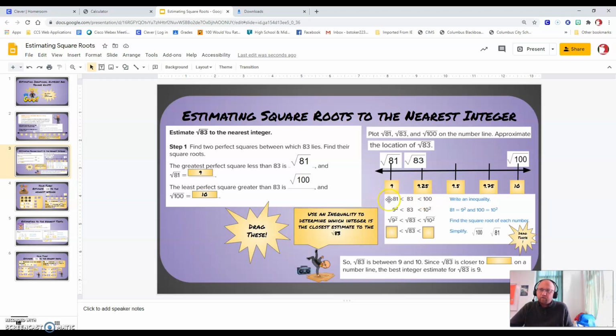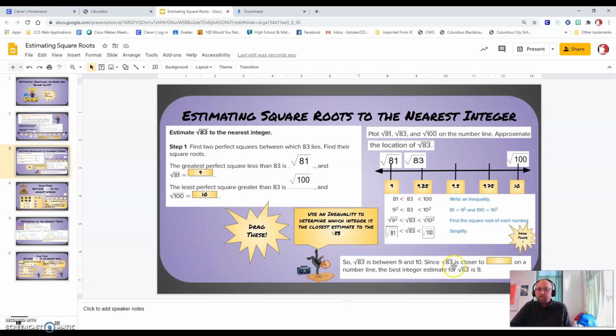I also know that I can rewrite the square root of 81 as 9 squared. And I could rewrite 100 as 10 squared. Okay? Now, this says find the square root of each number. Well, what they're showing us is that in order to find the square root, I have to square the term underneath it. So 9 squared is the square root of 81. And 10 squared is the square root of 100. So I know that 83 falls in between those two. So the square root of 83 is between 9 and 10.